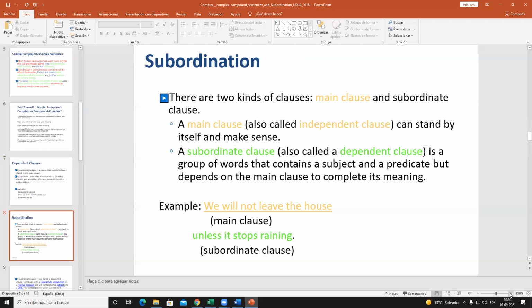They are two different clauses. The first of them, we will not leave the house, is the main or independent clause. Meanwhile, unless it stops raining, is the dependent or subordinate clause.